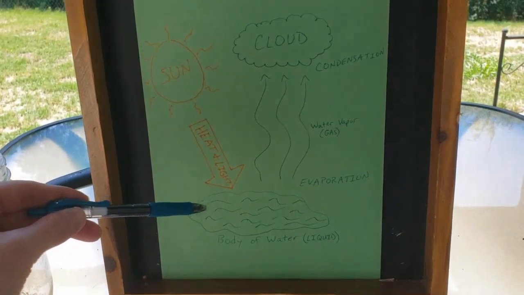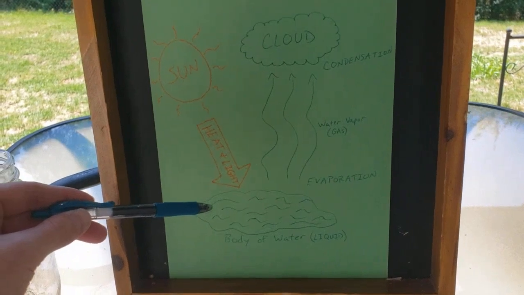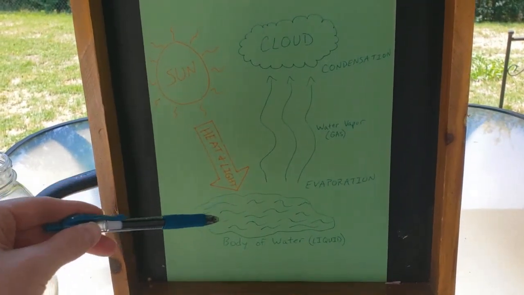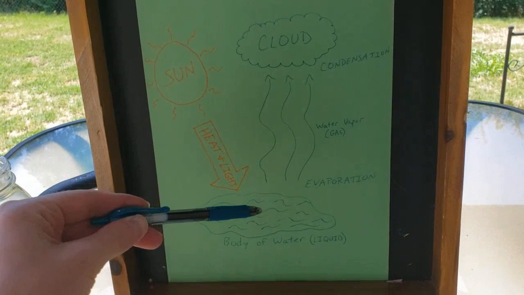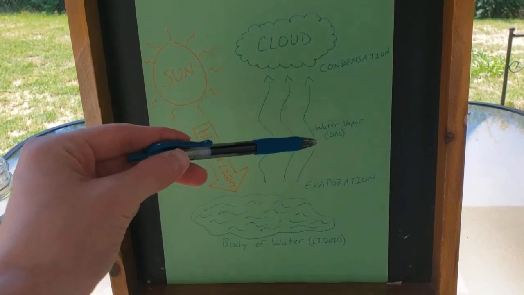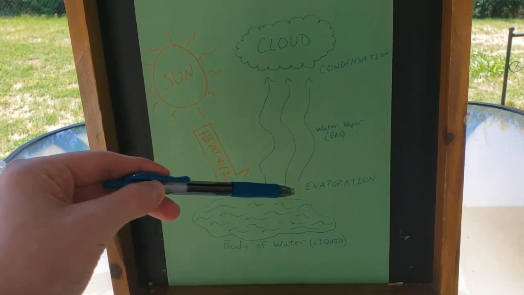All that heat and light makes the water temperature rise, and as it rises, some of the water molecules start to change from a liquid into a gas, water vapor. So this process is called evaporation.